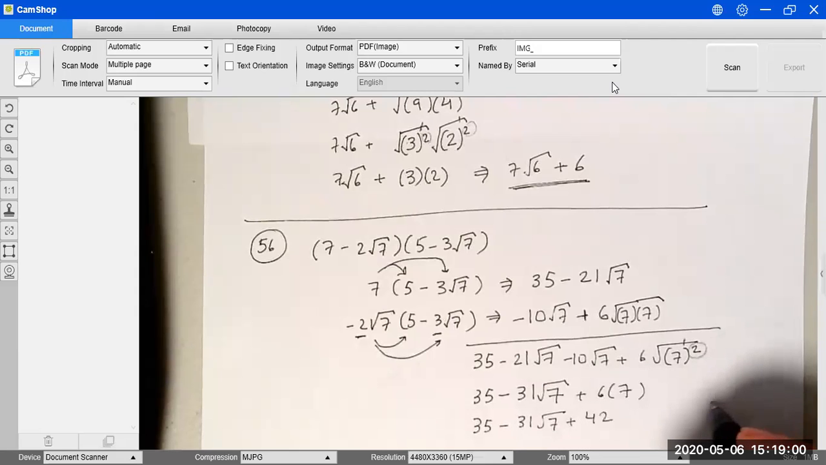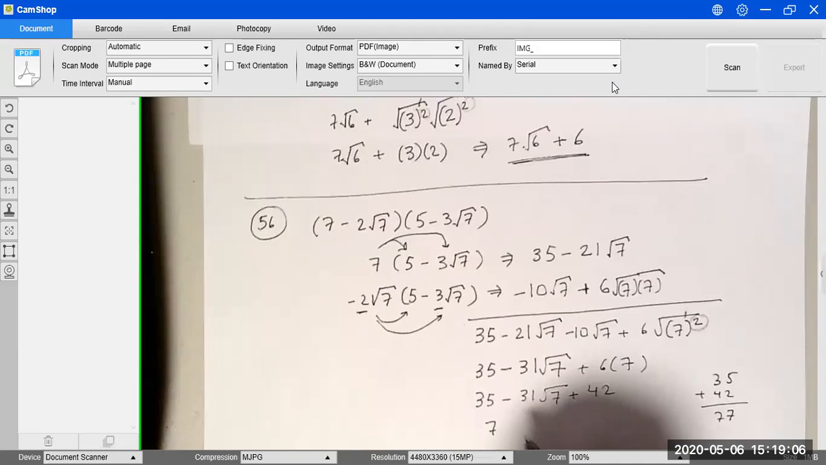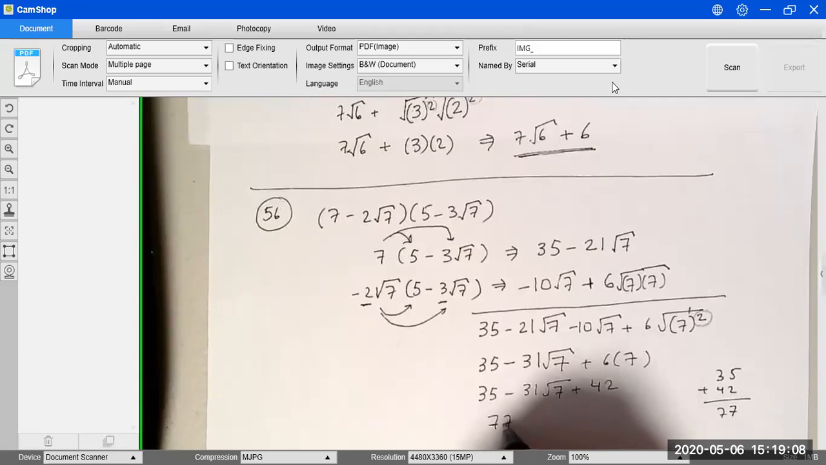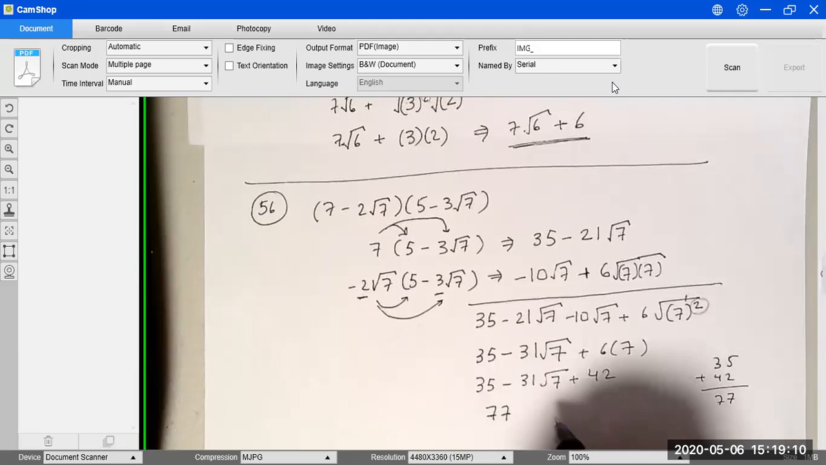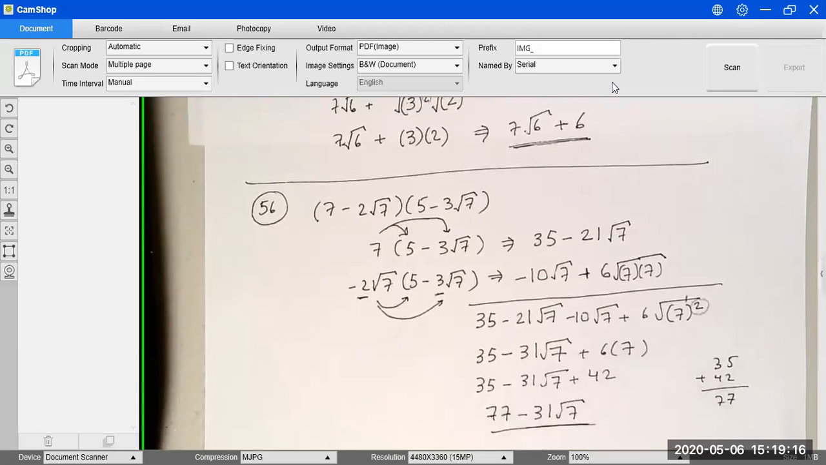Then you're going to add 35 and 42. So you get 77. And also you get negative 31 square root of 7. So that should be the final answer for this problem. Okay, any questions so far?